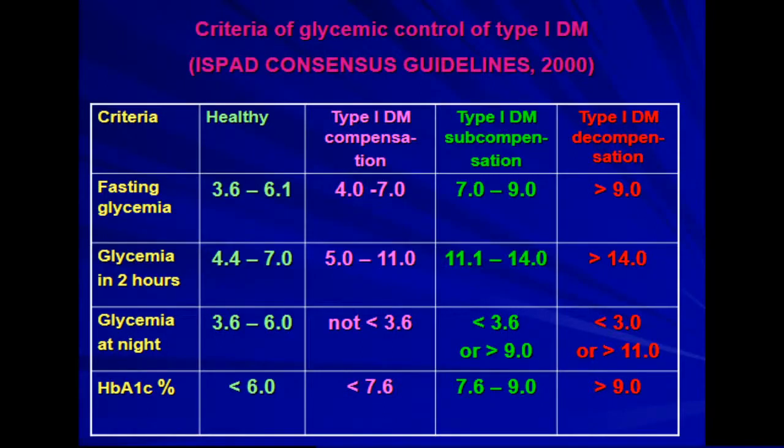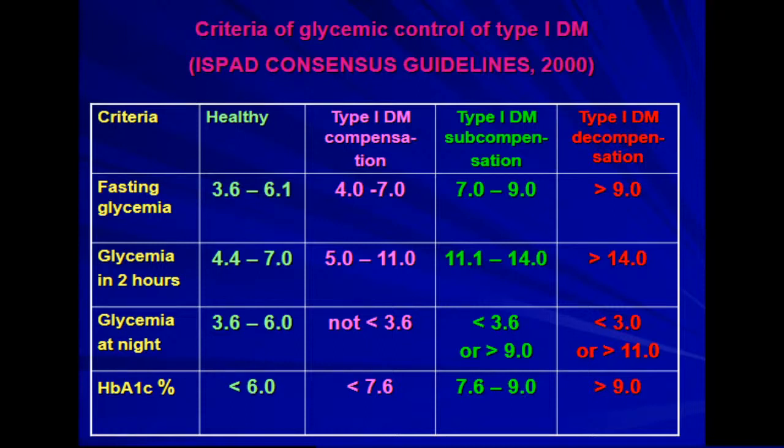Now you see the criteria of glycemic control of type 1 diabetes mellitus. Healthy children: fasting glycemia 3.6 up to 6.1. Glycemia 2 hours after meal, the middle level, 4.4 up to 7. Glycemia at night 3.6 to 6. And glycosylated hemoglobin less than 6.